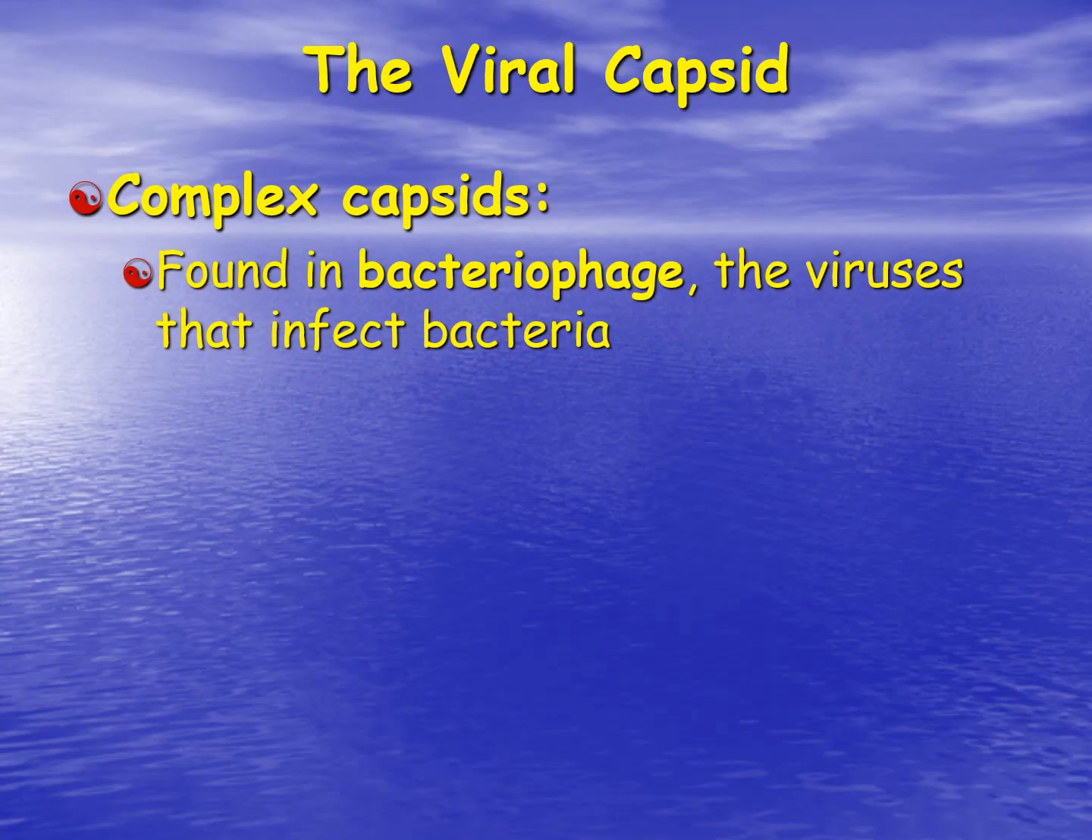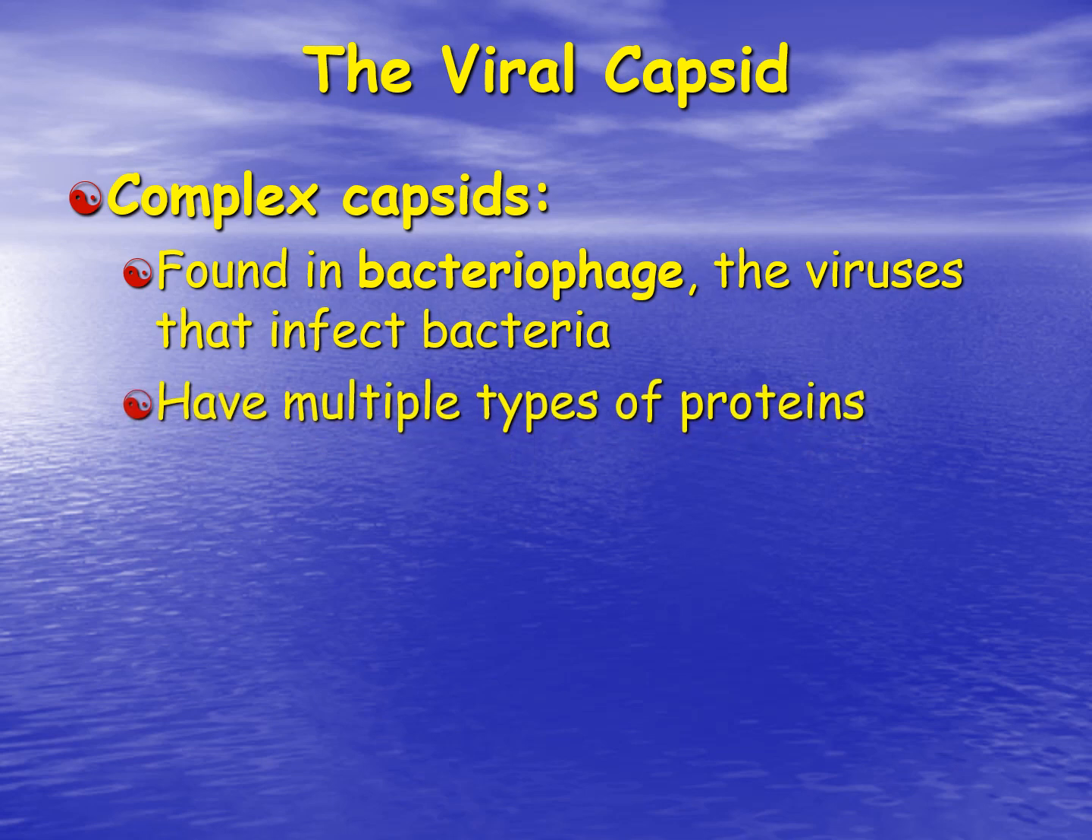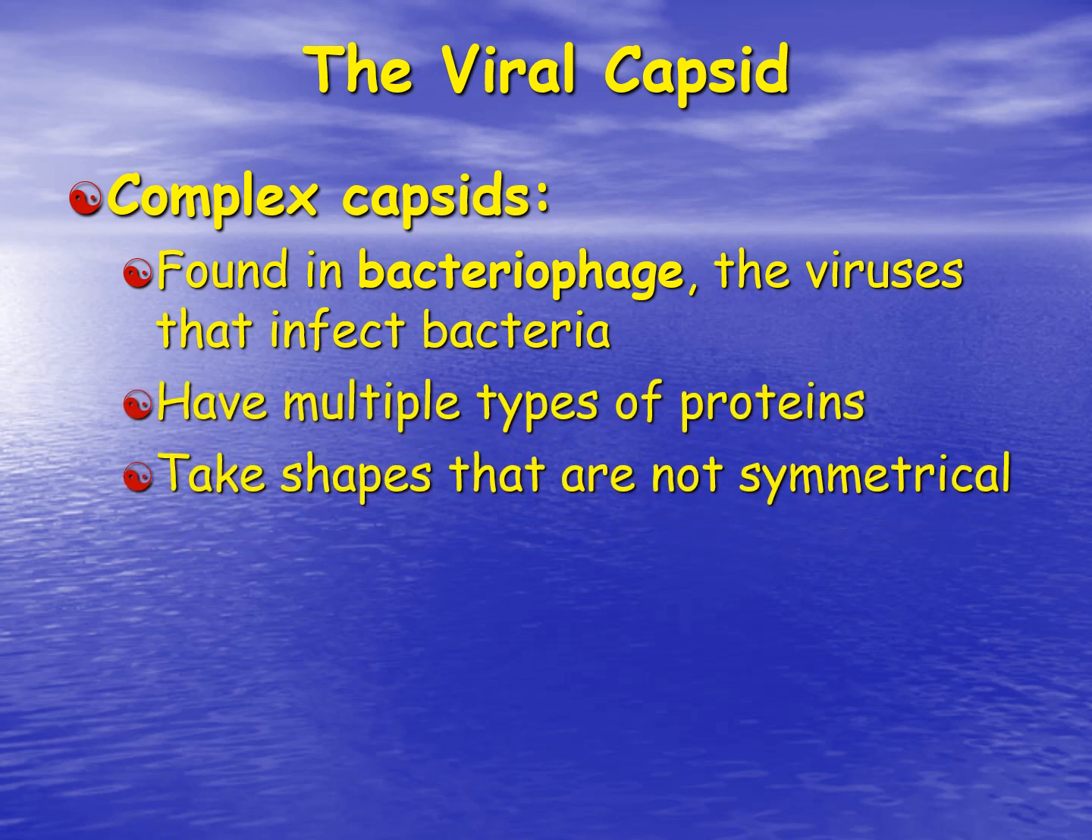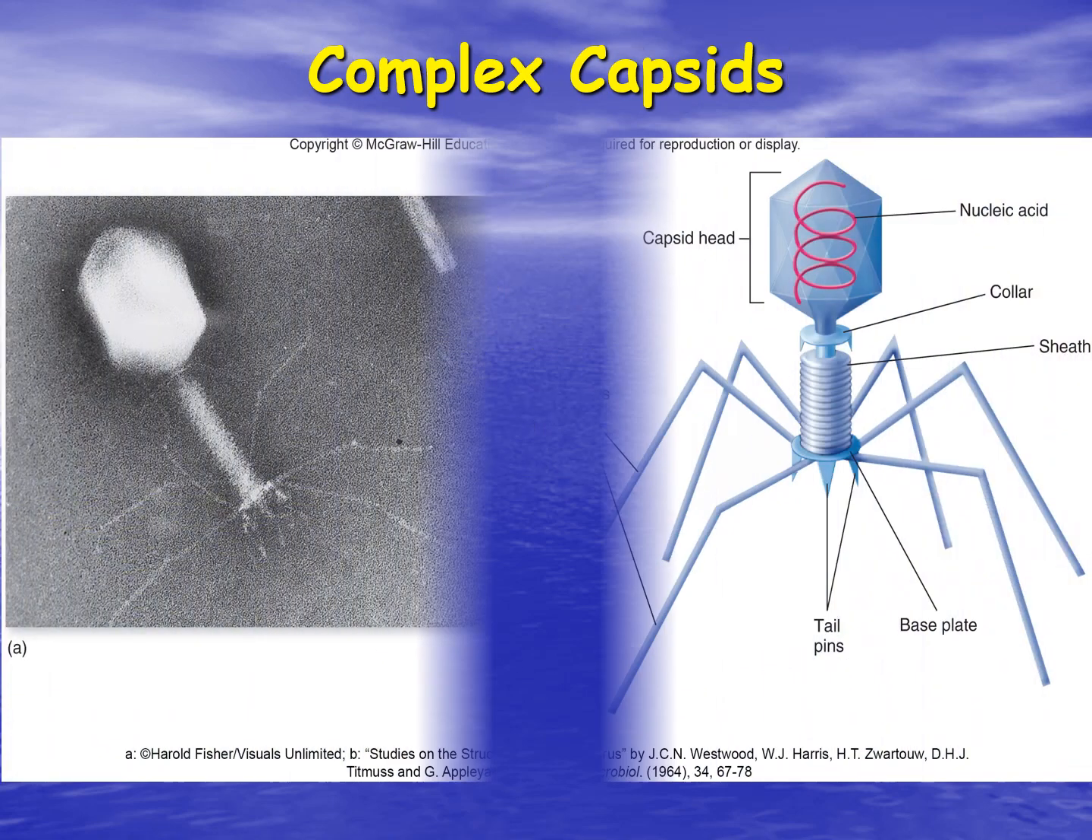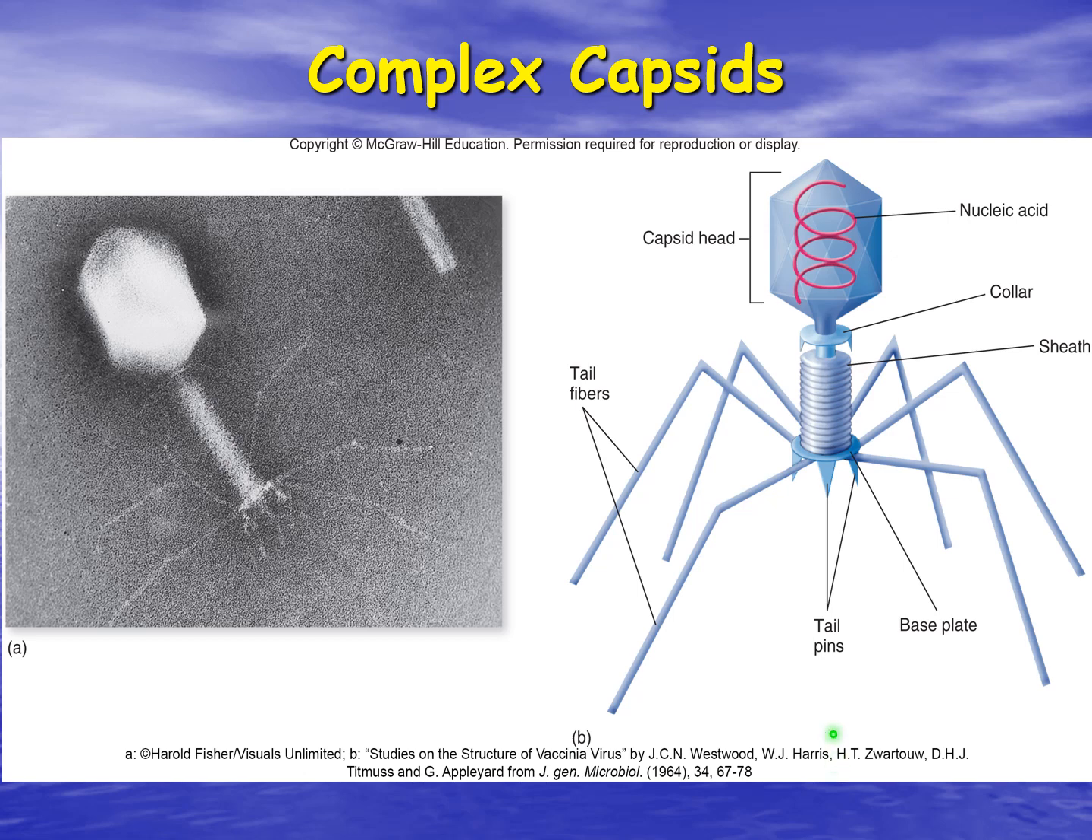There can be complex capsids, and these are found primarily in a group of viruses known as the bacteriophage. These bacteriophages actually infect bacteria, hence the name. And they can have multiple types of proteins within the capsid. They take shapes that are not necessarily symmetrical.